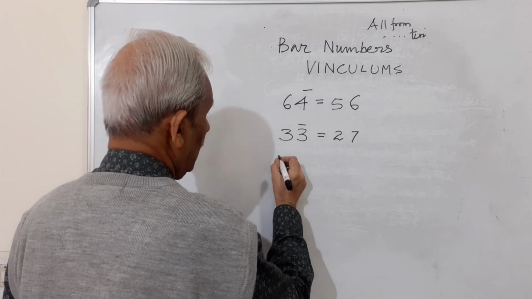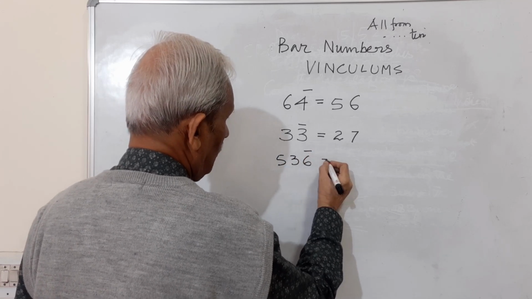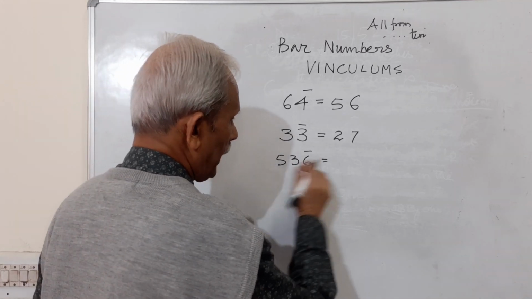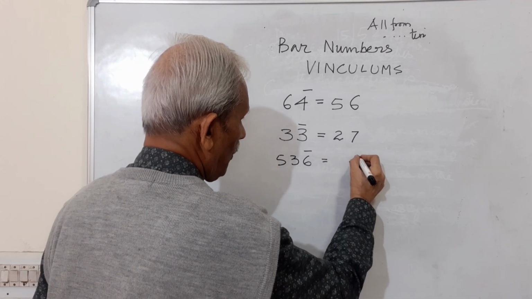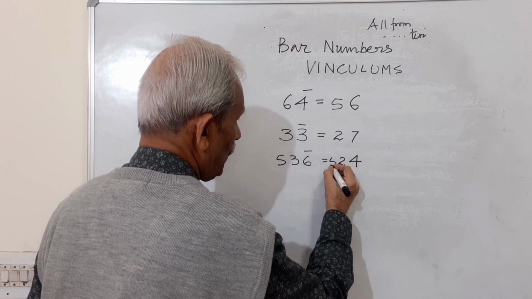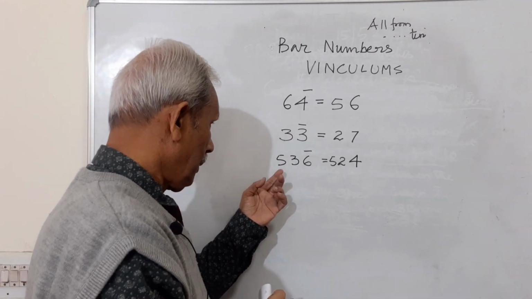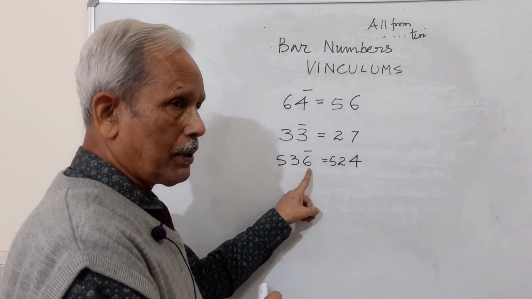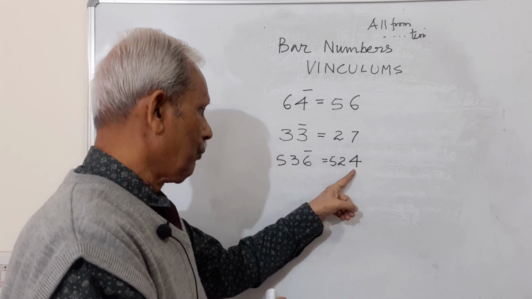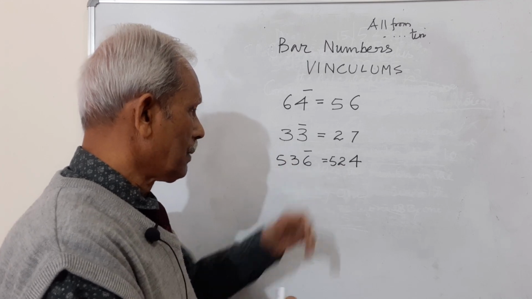And here, 5, 3, 6-bar. Mind it, the bar is only on 6. So 6, 10 minus 6 is 4. Reduce this by 1, it becomes 2 and it's 524. Just follow it here. What I have done: 536-bar, the bar is on 6. Subtract 6 from 10 and get 4 here. Reduce this number by 1, it becomes 2 and then there is 5.